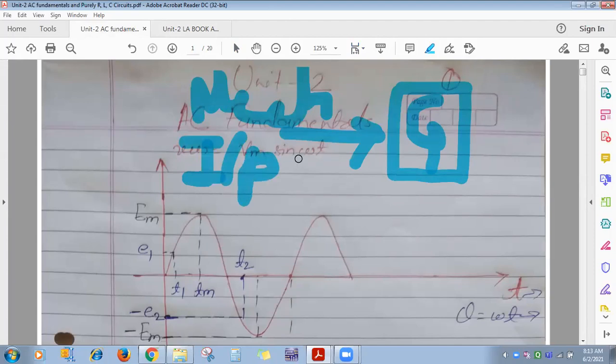What is used to give mechanical input to generator? Prime mover. Like diesel engine is one of the prime movers. Again, steam turbines, water turbines. Steam turbine is used in thermal power plants. Water turbine is used in hydropower plants. In our college, when MSCB supply is not there, we switch on the generator. To that generator, mechanical input is given using a diesel engine. So these are all called prime movers, which are used to give mechanical input to generator.